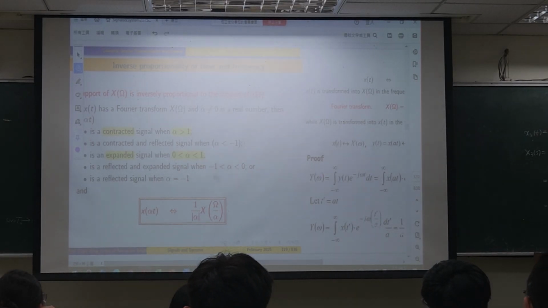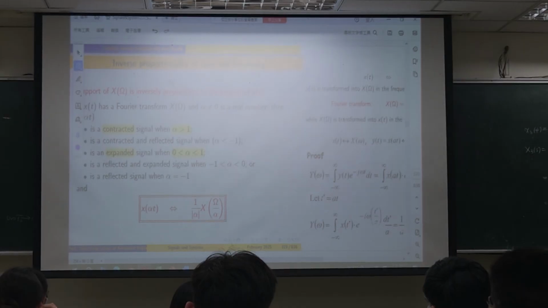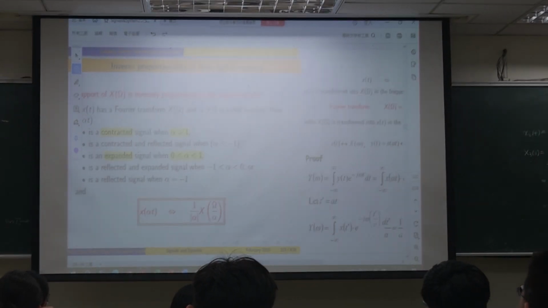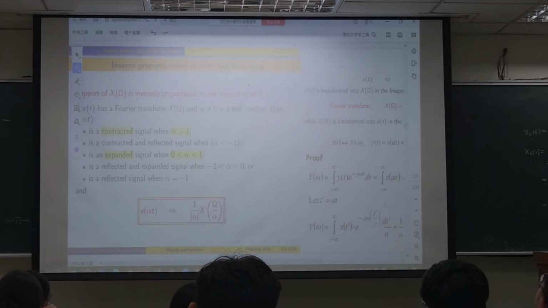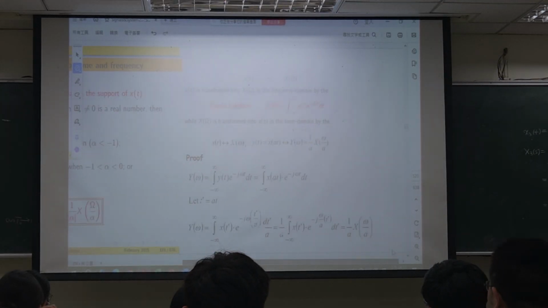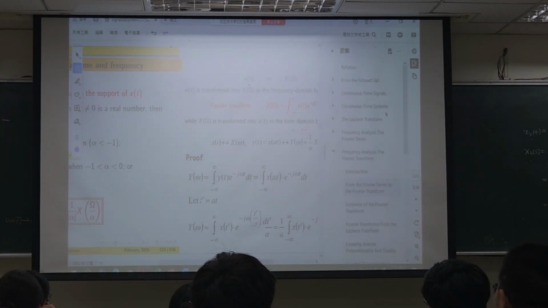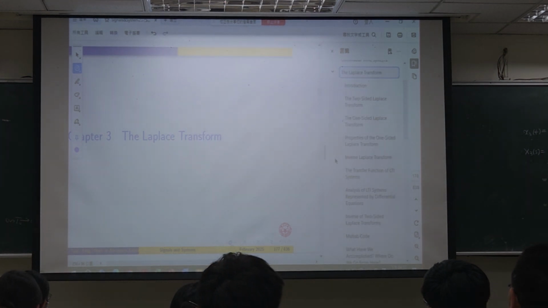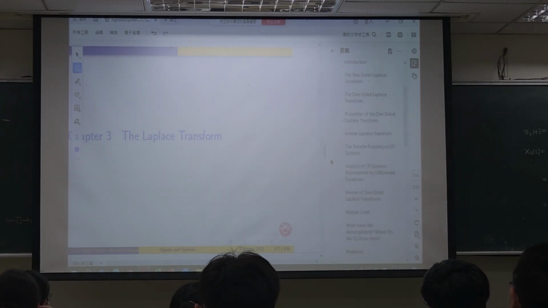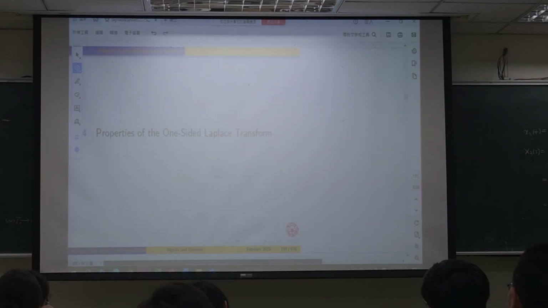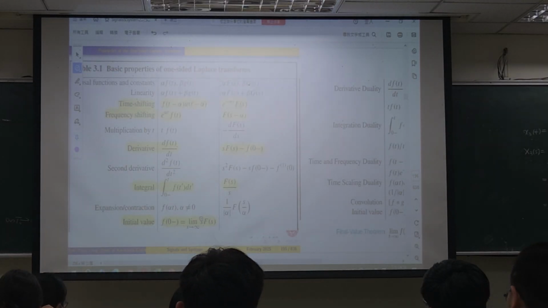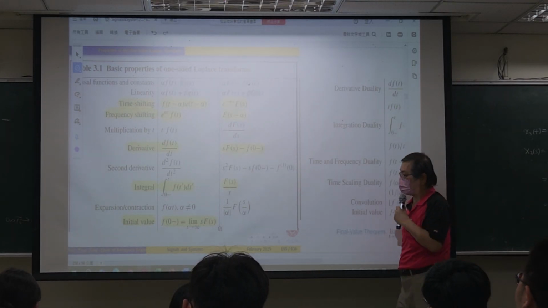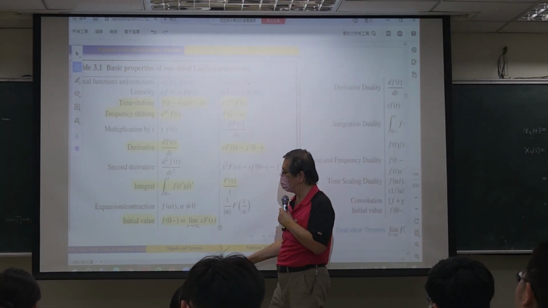Then the next property is the inverse proportionality of time and frequency. Actually, this is similar to the Laplace transform. Let's take a look at the Laplace transform. I think you all have seen this one.